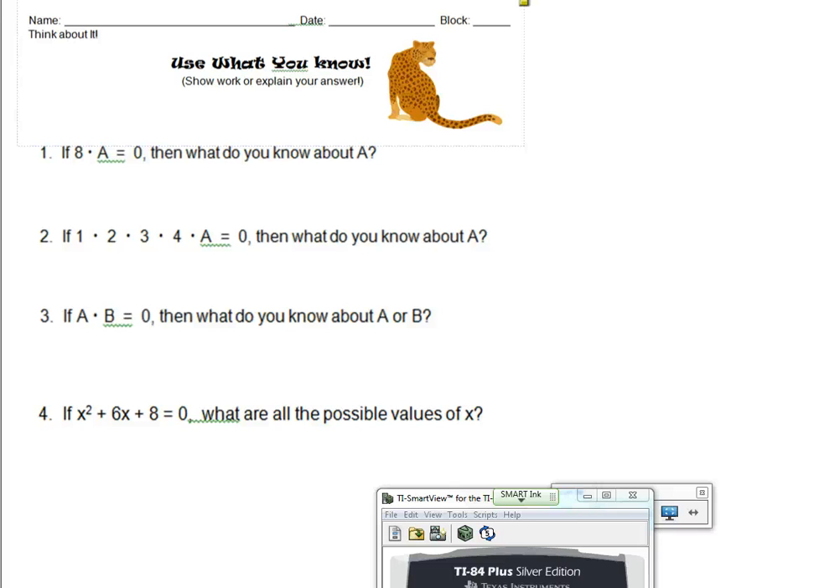Hi, today we're going to be starting 3 days worth of solving quadratic equations. And what we're going to do today is do it by one method called solving by factoring. All right, but before we do, let me give you some background.